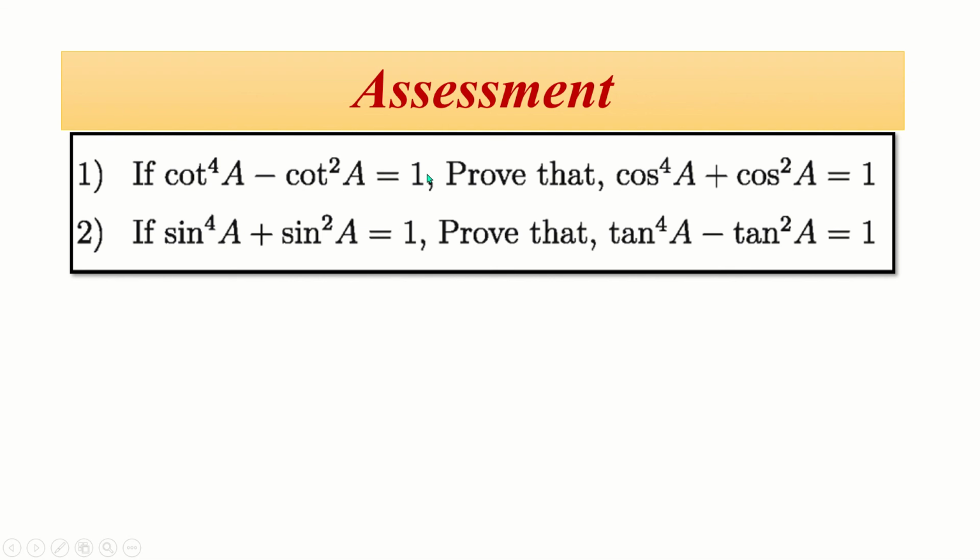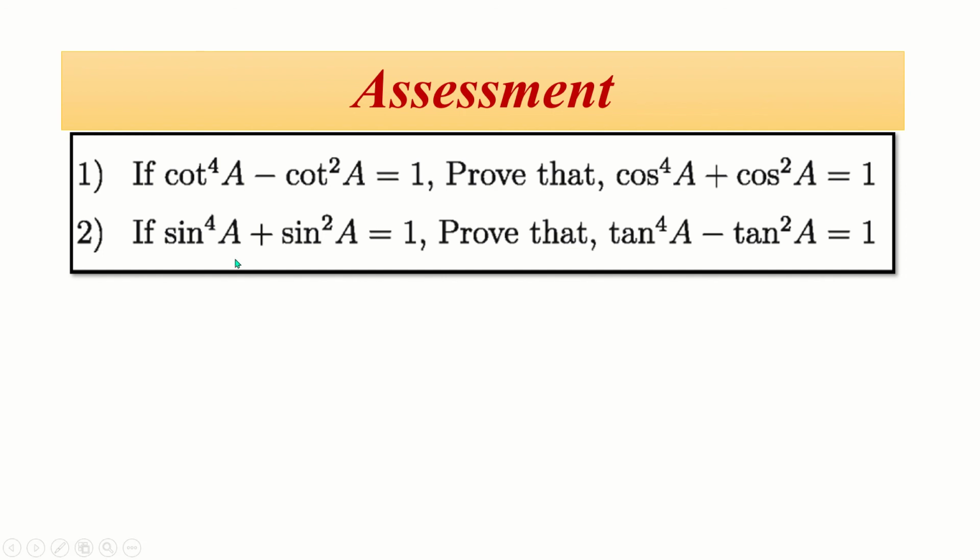But 1 plus cot square a is equal to what? Equal to cosec square a. That means the third line will be cot to the power 4a equal to cosec square a. But cosec square a is equal to what? 1 divided by sin square a, and cot to the power 4a equals cos to the power 4a divided by sin to the power 4a.